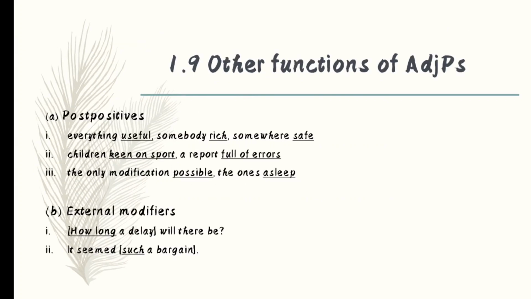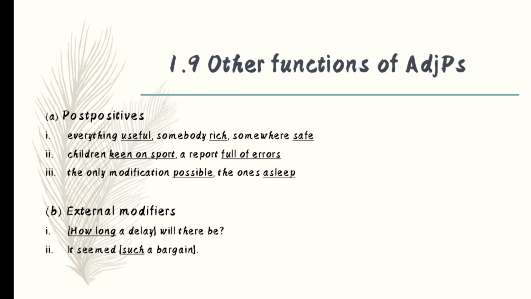And the last is about other functions of the adjective phrase. Besides the two major functions, there are two relatively minor functions of adjectives. They are post-positive adjectives and external modifiers. Post-positive adjectives function in noun phrase structure as post-head internal modifiers, and they are placed after the noun or pronoun. There are three cases to consider. The first is, for example, everything useful, somebody rich, somewhere safe, and so on.